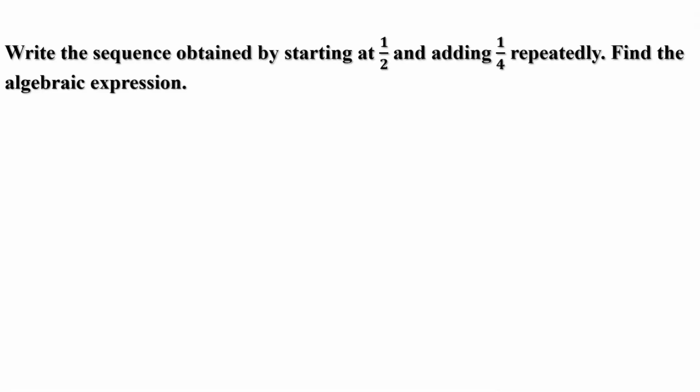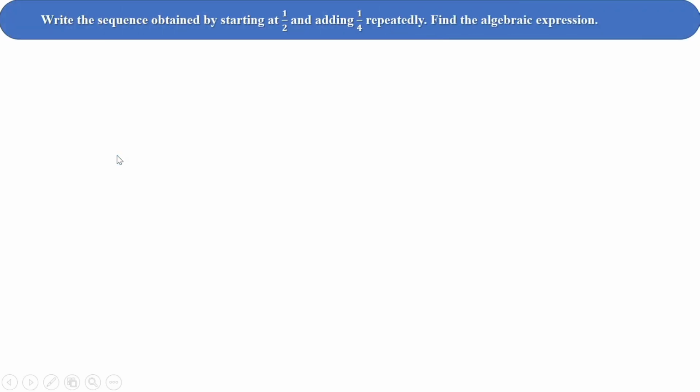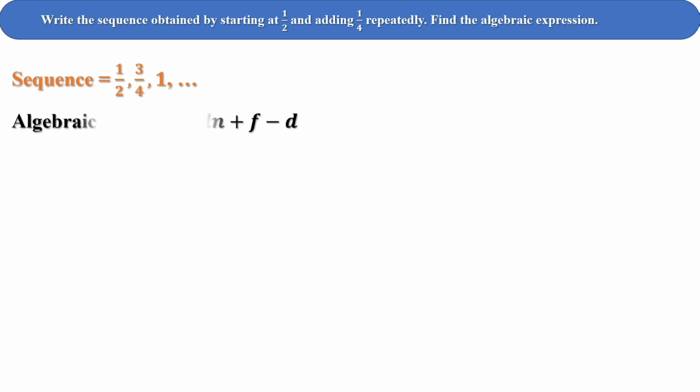Now let us take another problem. Write the sequence obtained by starting at 1/2 and adding 1/4 repeatedly. Find the algebraic expression. Here the first term is 1/2 and the common difference is 1/4. Therefore the sequence is 1/2, 3/4, 1, etc. Now we have to find the algebraic expression. xn = dn + f - d.